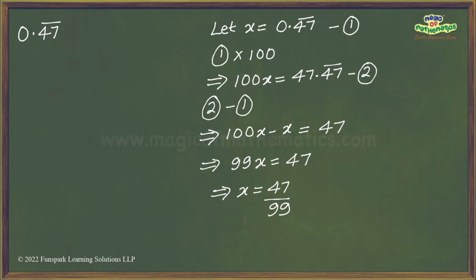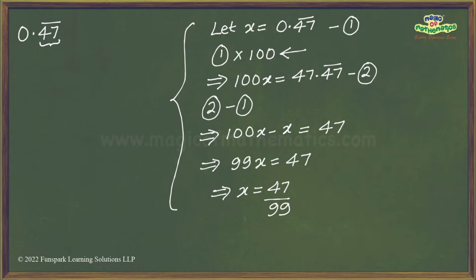Let us now look at what happens if there is more than one digit in the recurring sequence. Let us start with two digits in the recurring sequence. Say we have 0.47 recurring, which has two digits in the recurring sequence. From our algebra-based technique, we can see that we had to multiply our original equation by 100 instead of by 10 as in the previous example.